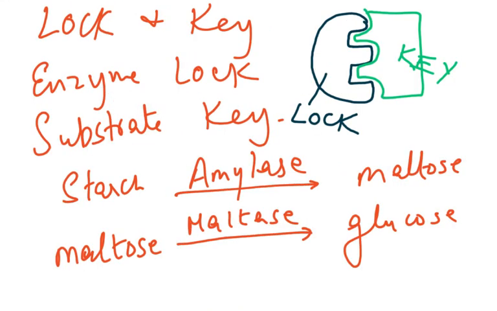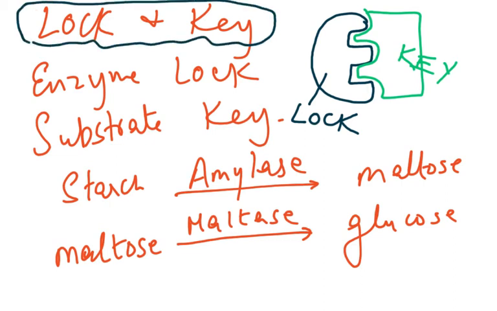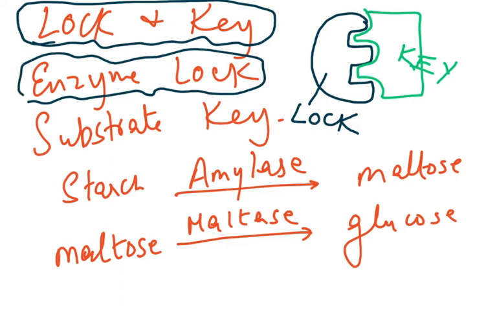Now let's look at the next syllabus point, which is the lock and key mechanism. In the lock and key mechanism, what you have to understand is that the enzyme is the lock. I'm going to be discussing two reactions. Starch is converted by amylase into maltose. So amylase is the enzyme. Please remember ASE. This is what we write with every enzyme, this word ASE: amylase, maltase.